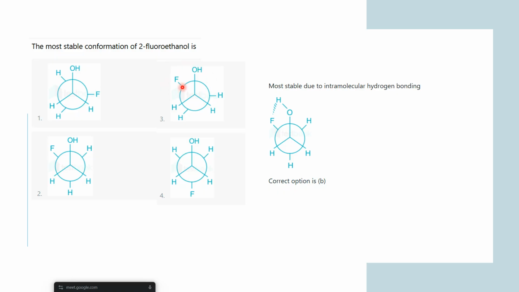Hence, the more preferred conformation will be the second option conformation, because this is having a gauche conformation and the substituents will have an intramolecular hydrogen bonding possible. Hence, it will be stabilized via hydrogen bonding, and it will also not experience significant steric repulsion. So, the correct option will be option B.